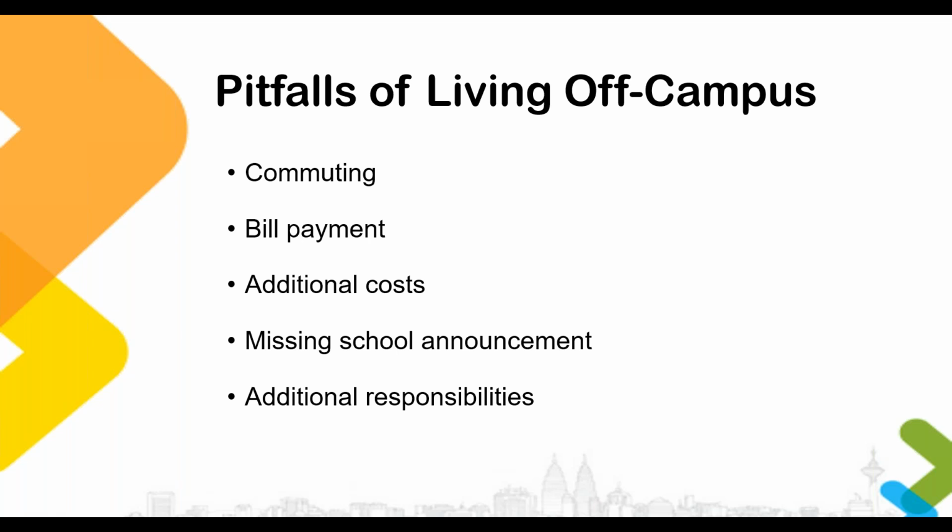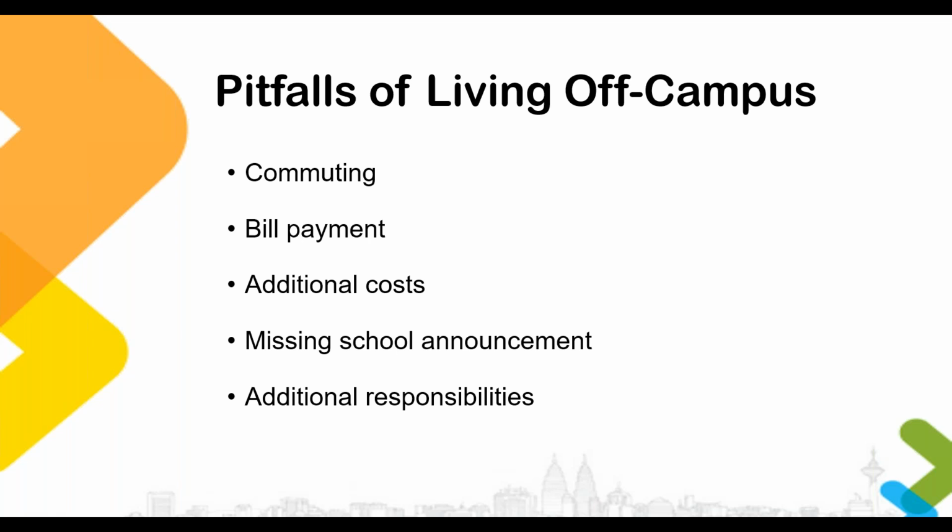Bill payments, you're going to have additional bills to pay. If you think back on when we talked about living on campus, most of your expenses are actually included in your tuition costs. So you make that one-time payment and you don't have to worry about it again. While when you live off campus, you have to think about that. Depending on where you're living, you may have to pay your electricity bill, you may have to pay your water bill. There are some additional costs that could be incurred that you perhaps didn't plan for.